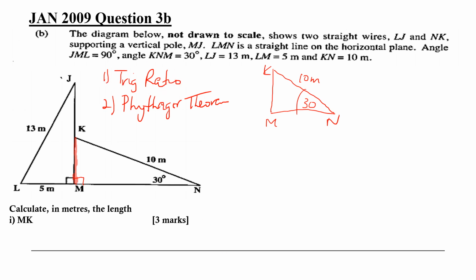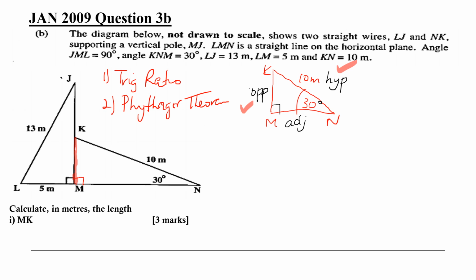First step, label the triangle. So here is going to be our right angle. That means KN is our hypotenuse. MN, right next to the angle 30 degrees, will be our adjacent. And KM would be our opposite. It's opposite to the angle 30 degrees. Now we were given the hypotenuse and we're trying to find the opposite. So opposite and hypotenuse, that is our sine rule.